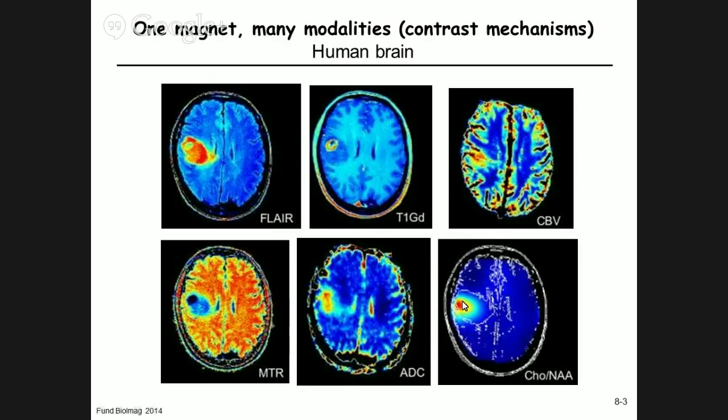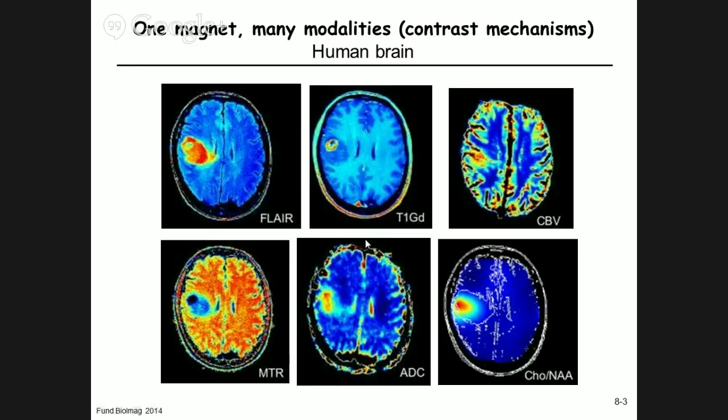And finally, one can measure biochemistry. Here it's the ratio of choline. Now this is not acetylcholine. This is not even membrane-associated choline, but choline compounds relative to N-acetylaspartate. It's an amino acid, very abundant in the brain, only localized in neurons. And when this ratio is high, this is a typical indicator of tumor tissue that can be measured. So there's also biochemical information that one can get with magnetic resonance.